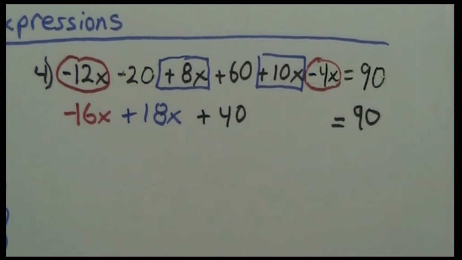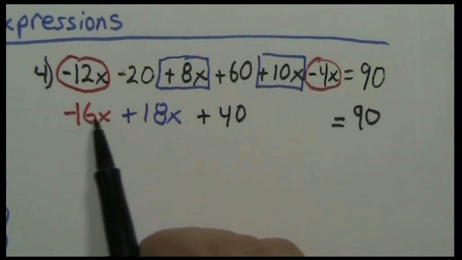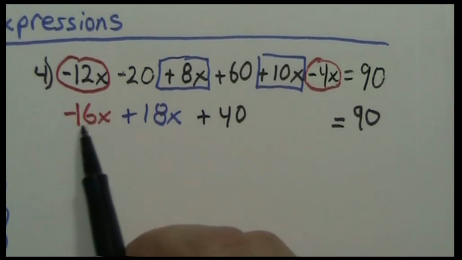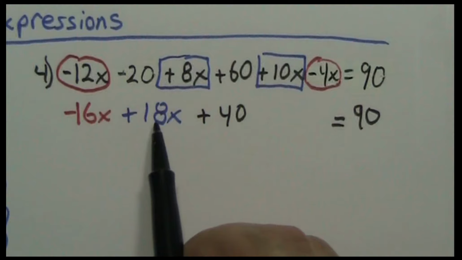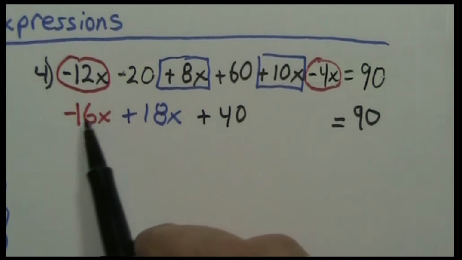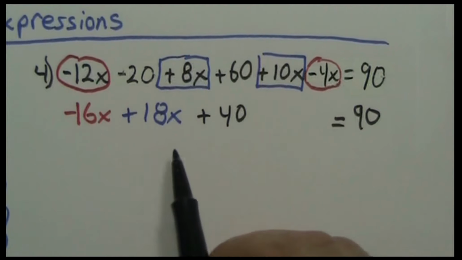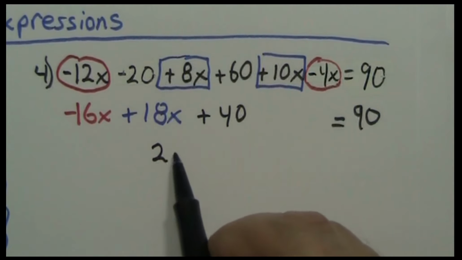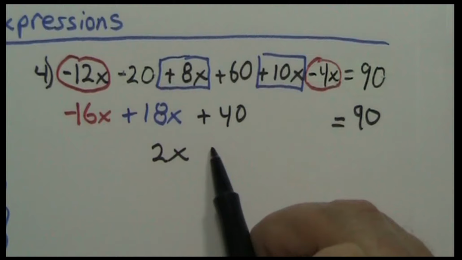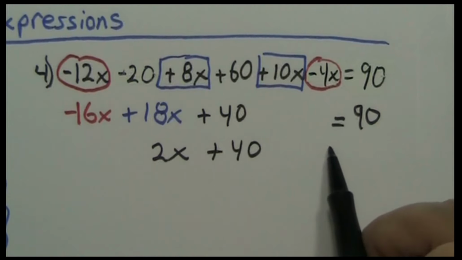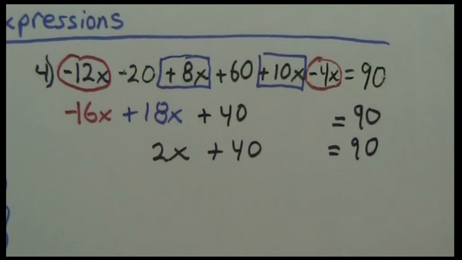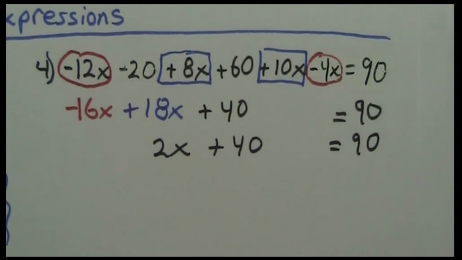So my first step would, oh wait, let's combine these two together right now. I have 16 negatives and 18 positives. That's like 18 minus 16. 18 minus 16 is 2. So 2x plus 40 equals 90. Now we have our two-step problem.